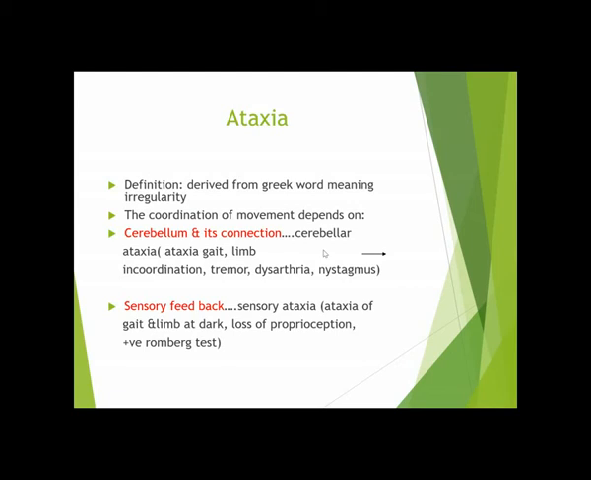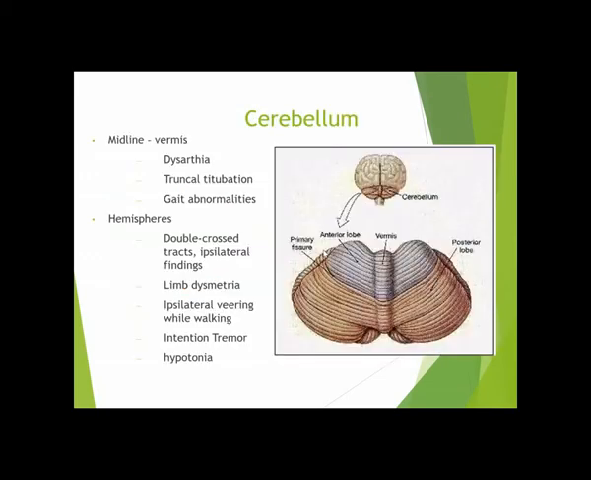Regarding the structure of the cerebellum, it has a midline structure that is called the vermis, and lesions of the vermis cause dysarthria, truncal titubation, that is truncal ataxia, and gait abnormalities, wide-based gait, ataxic gait. And then there is a lesion in the hemisphere. Now always remember that hemispheric lesions give rise to ipsilateral findings because the tracts are double crossed. So the findings will be ipsilateral toward the side of the involved hemisphere.